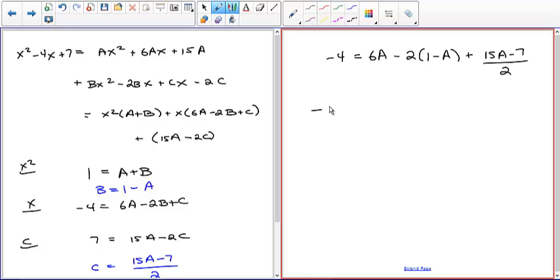So you'll get negative 8 is equal to 12a minus 4 times 1 minus a plus 15a minus 7. And notice I just multiply this by 2. I don't multiply both things by 2 because then I'd be multiplying by 4. Once you solve for a, then you can go back here and find b and find c. And then we'll figure out what to do with them.